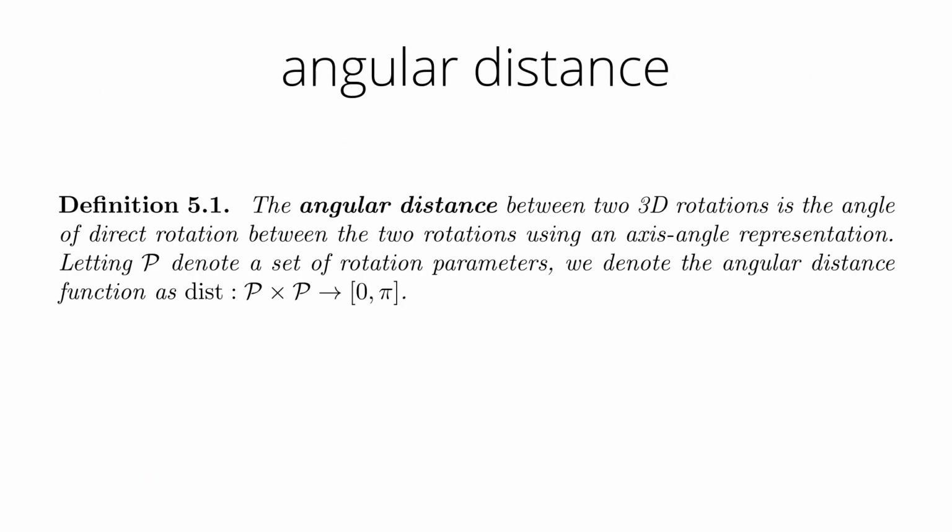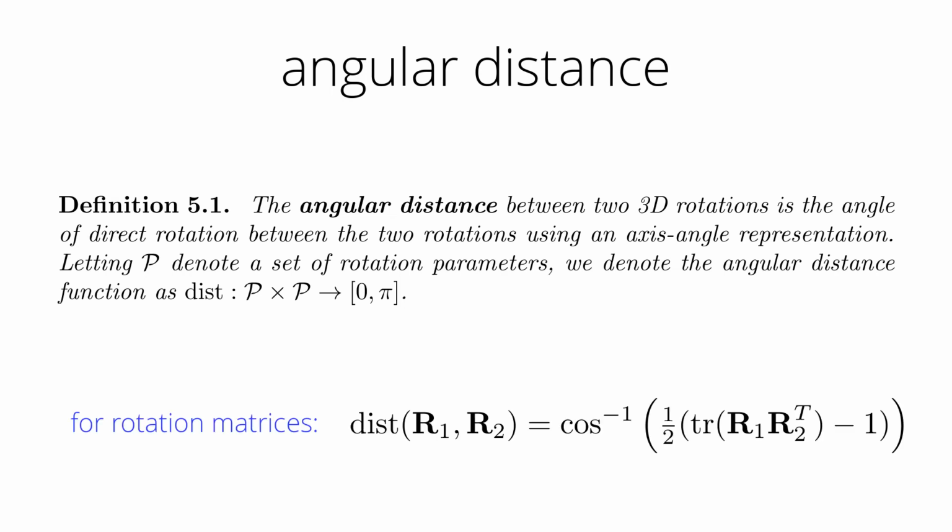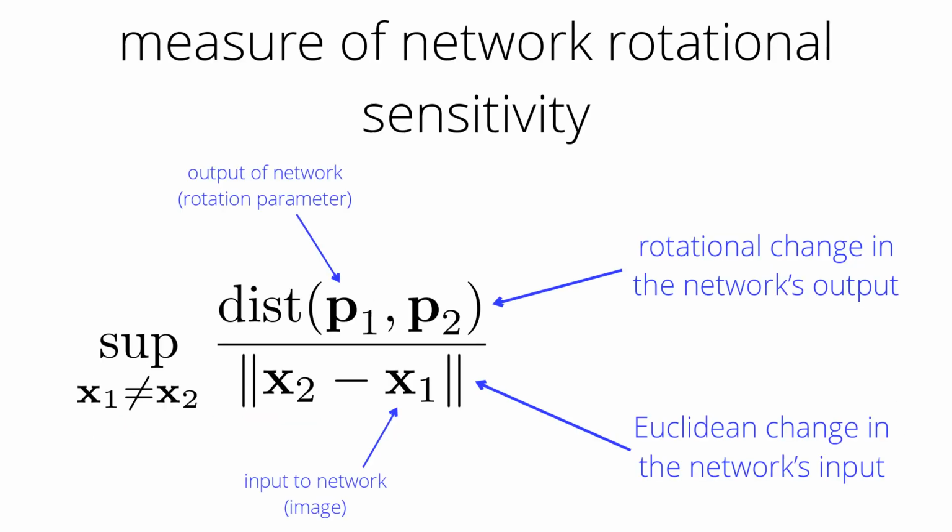We do that using angular distance. The angular distance between two 3D rotations is the angle of direct rotation between the rotations using an axis angle representation. We denote this function as dist, which maps two parameters to the interval 0 to pi. For rotation matrices, the dist function will take this form, but for different rotation parameterizations like quaternions or exponential coordinates, the function will take a different form. With that, we can define our measure of rotational sensitivity for a pose estimation neural network as this expression. This is almost identical to the Lipschitz constant, except the numerator is now the angular distance between the rotation parameters instead of the Euclidean distance.